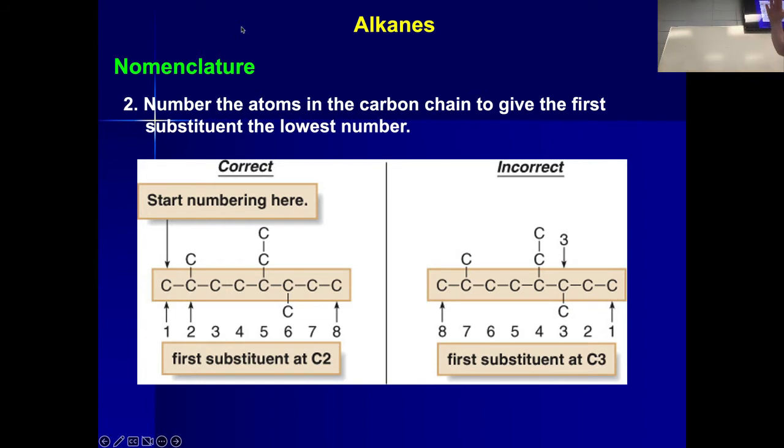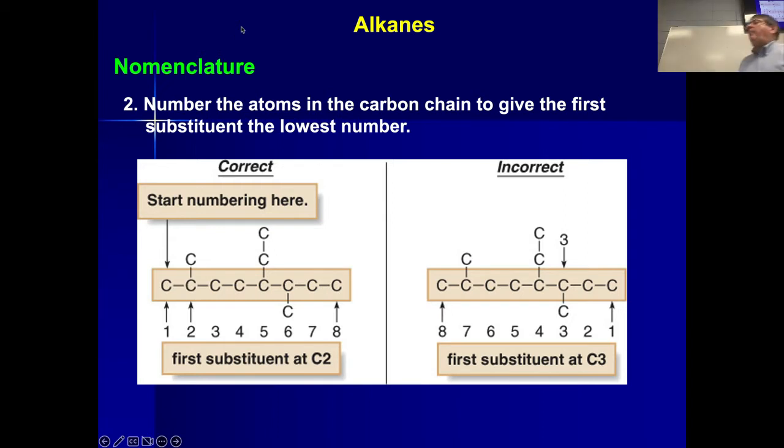Once you start identifying things, now we have to start numbering that longest chain. Okay? We haven't put any numbers up here yet, but it's important. If I just tell you methylhexane, you don't know if that's on carbon 2, 3, or 4. You just know it's a 6-carbon chain parent with a methyl group somewhere, but it could be a lot of somewheres, right? So we got to number it.